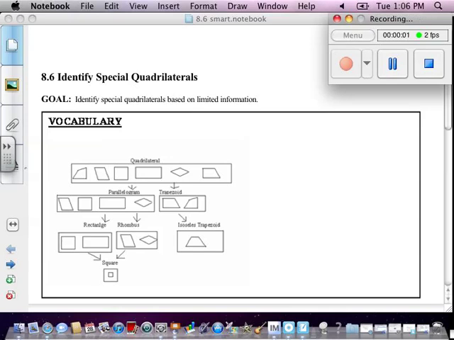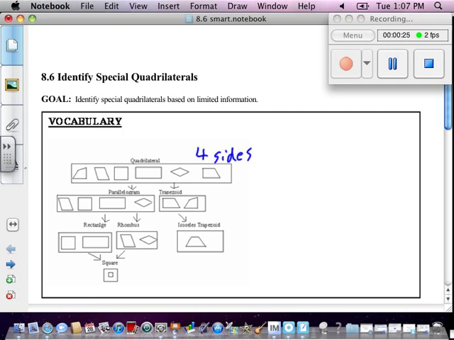All right, ladies and gentlemen, we're looking at identifying special quadrilaterals. Now, I think one of the best ways to identify the quadrilaterals and figure out where they fit is to make a family tree. So I did one right here. Quadrilaterals, what is the only thing a quadrilateral has to have? Four sides. So I might put next to here 4.